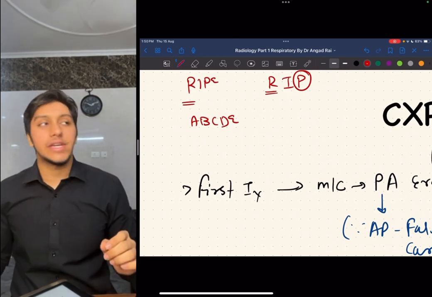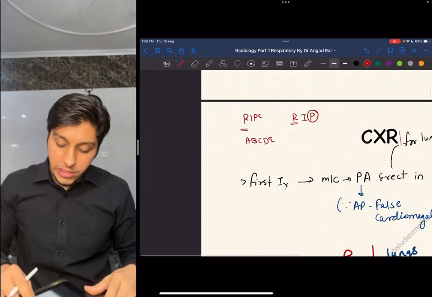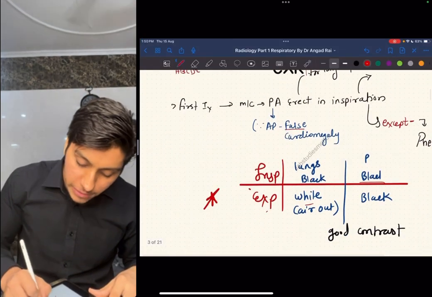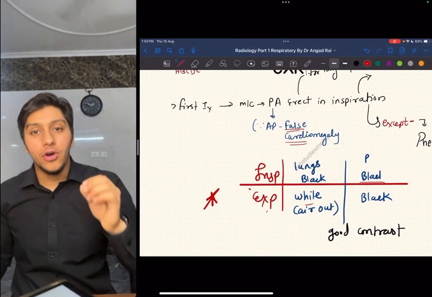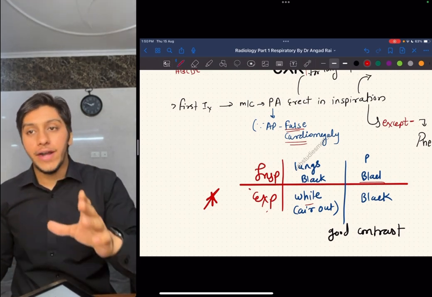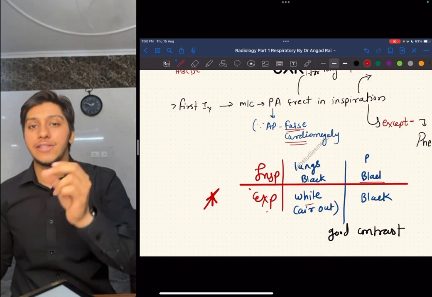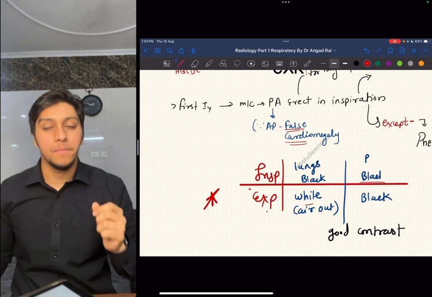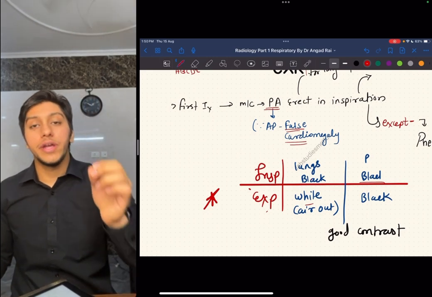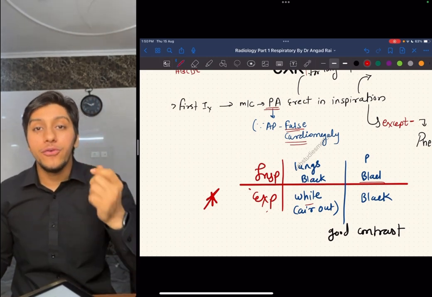Now why do we check for the PA view? Because if you do an AP view, you will get something which is known as a false cardiomegaly. And what is cardiomegaly, guys? If on the X-ray you find the cardiothoracic ratio more than 0.5, that is known as cardiomegaly. Remember guys, whenever you do a PA view, it is going to be in erect position and in full inspiration.